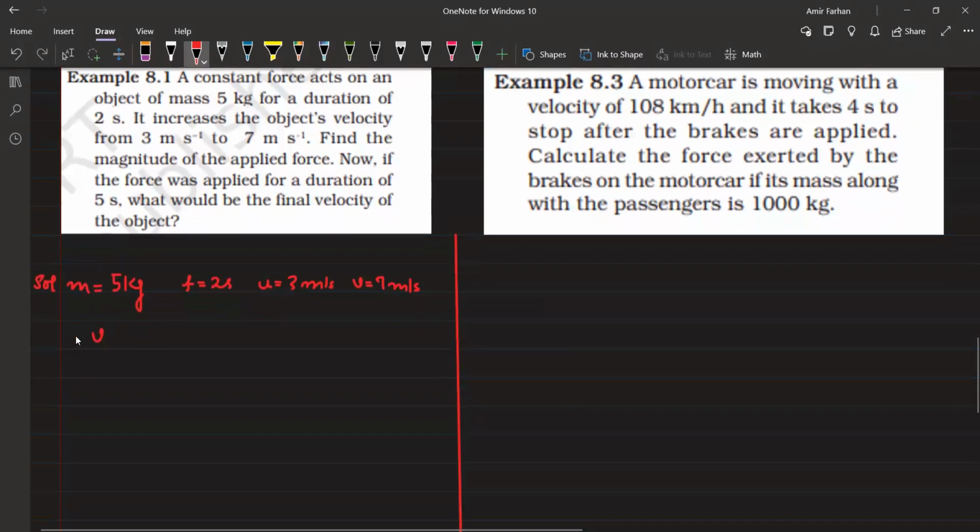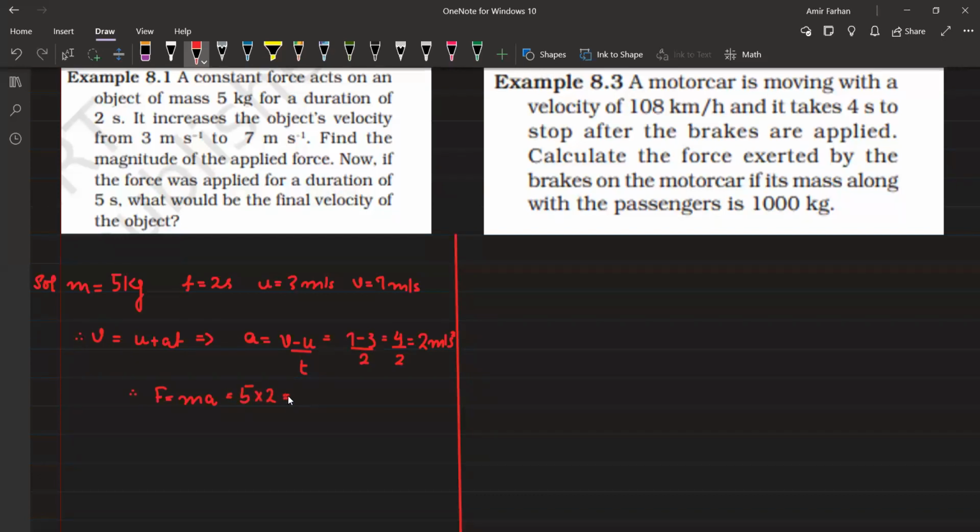To calculate the force, you have to find out the acceleration first, using the first equation of motion. So A is equal to V minus U divided by T, which is 7 minus 3 divided by 2. It comes out to be 4 by 2, which is 2 meter per second square. Now force is equal to mass into A, that is 5 into 2, which is 10 Newton. Clear? Till this point the question is done.